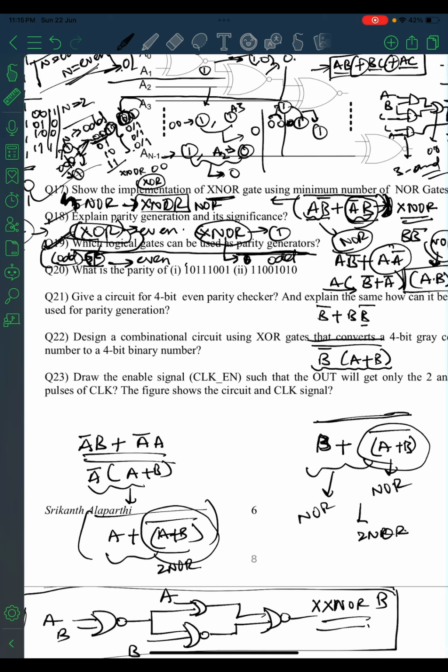That is the 19th. The 20th: what is the parity of 1 0 1 1 1 0 1? Same, 1 2 3 4 5, odd parity. 1 2 3 4, even parity. That is a very simple question.